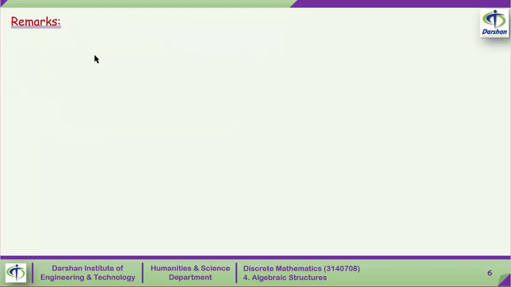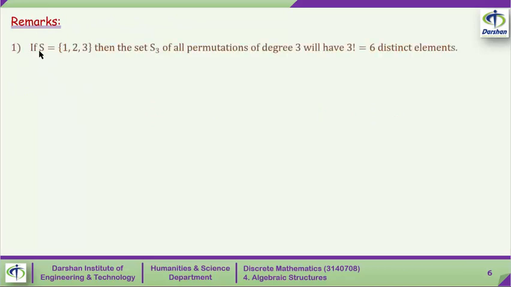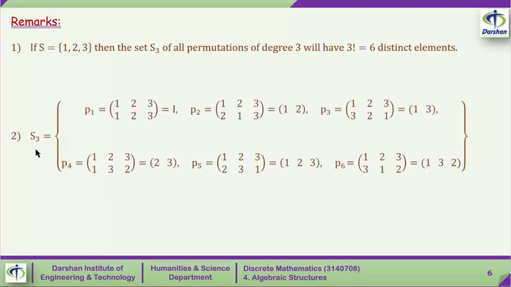Now some more remarks on permutation. So if S is equal to {1, 2, 3}, here S has 3 elements, then the set S3 of all permutations of degree 3 will have 3 factorial, which is equal to 6 distinct elements. Now we find the elements of S3. The first element, called the first permutation P1, is defined as 1 goes to 1, 2 goes to 2, 3 goes to 3, which means the identity permutation. Simply we denote it by I.